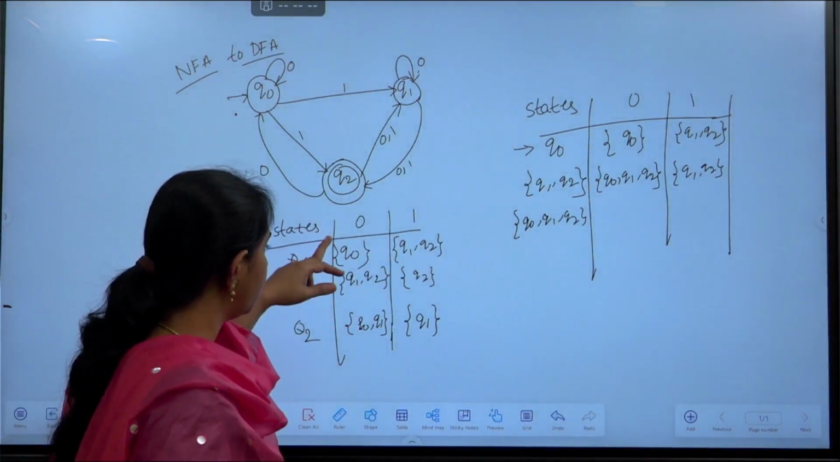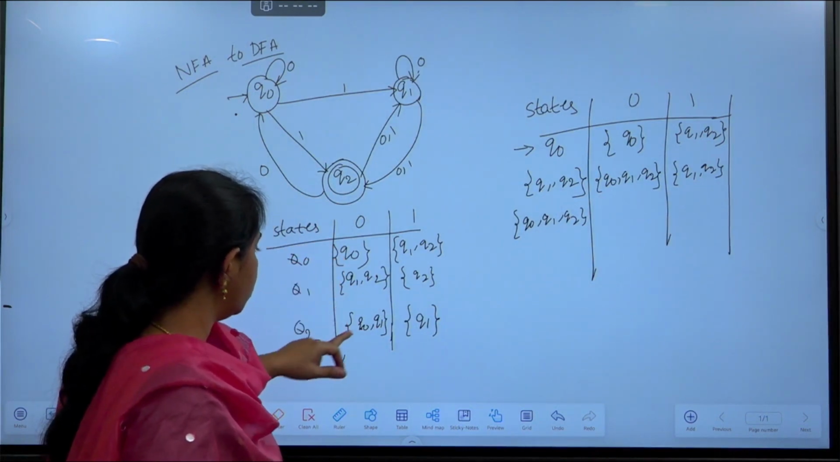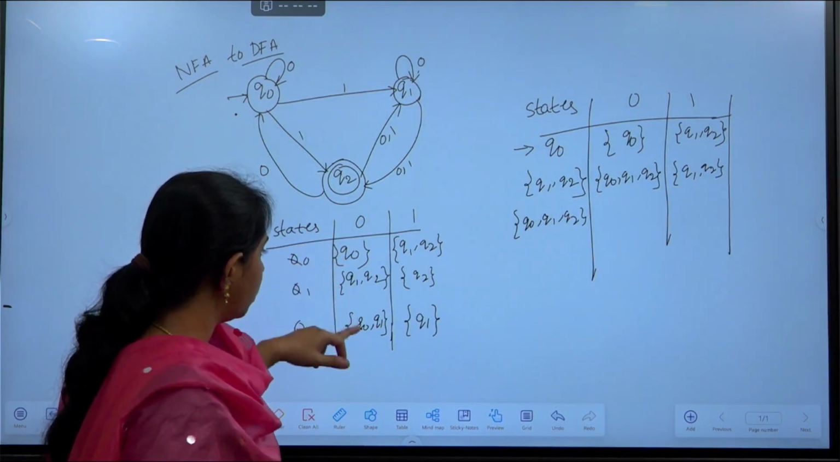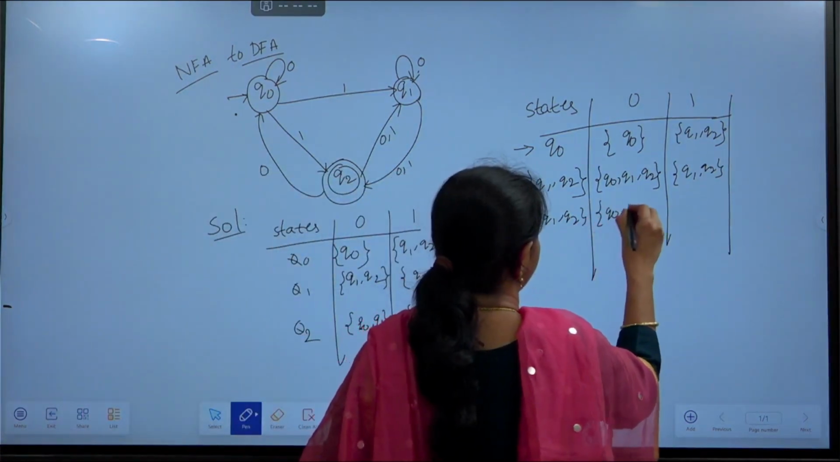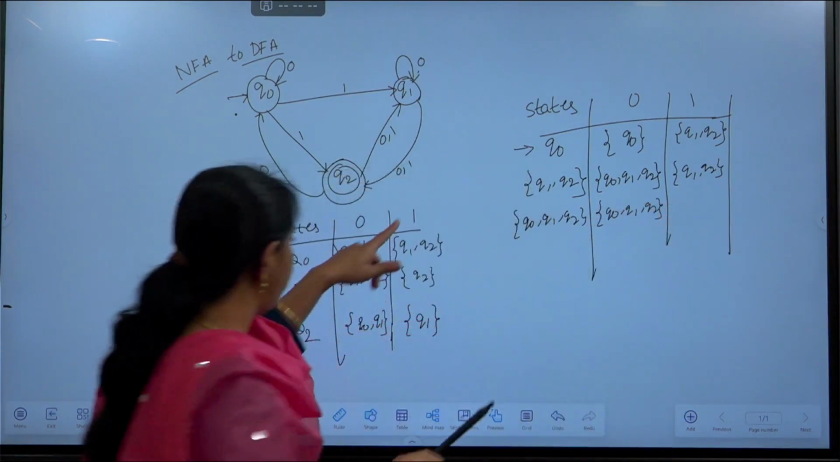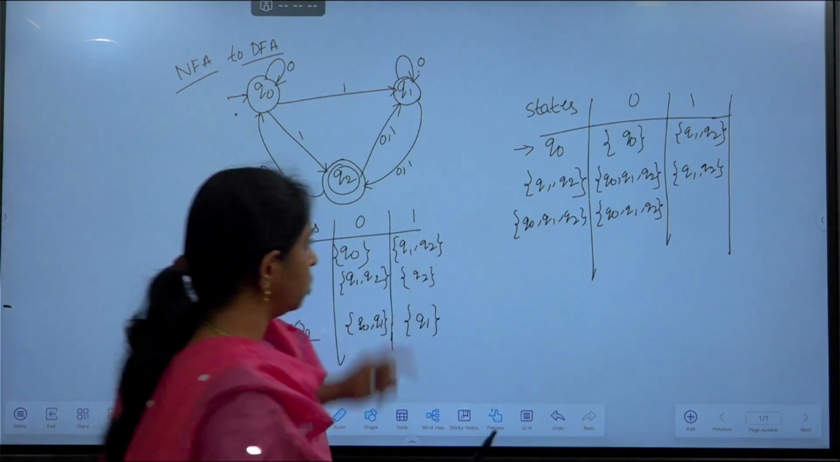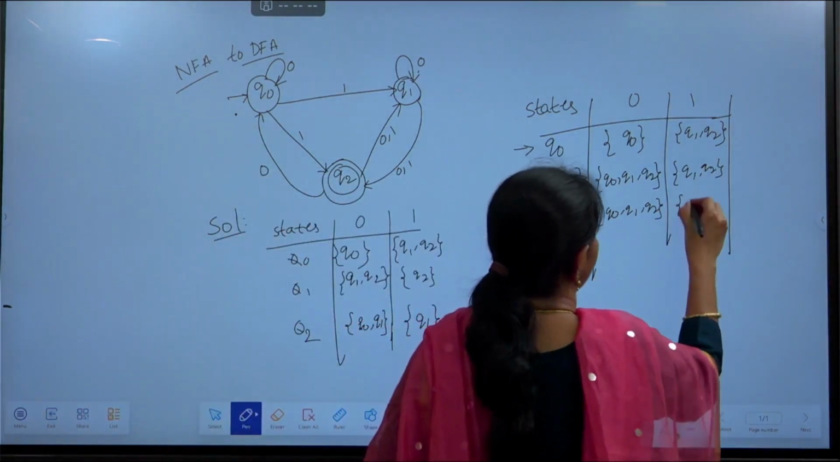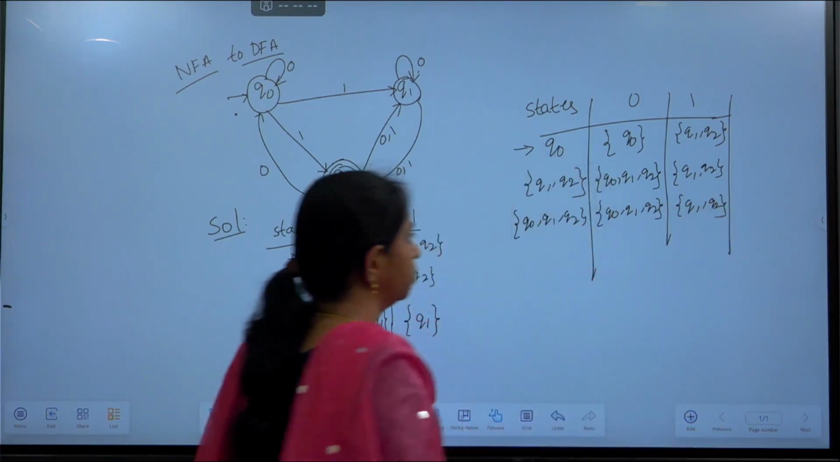When you apply union Q0 comma 0, Q1 comma 0, Q2 comma 0, we will get Q0 Q1 Q2, right? Next, on input alphabet 1, we don't have any Q0 anywhere, right? So we have only Q1 Q2. So write it as Q1 comma Q2.